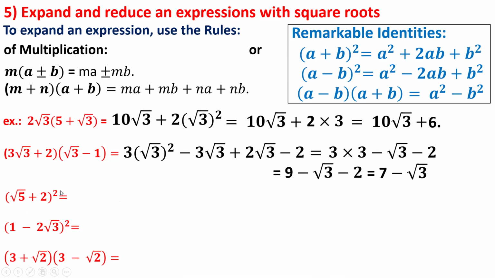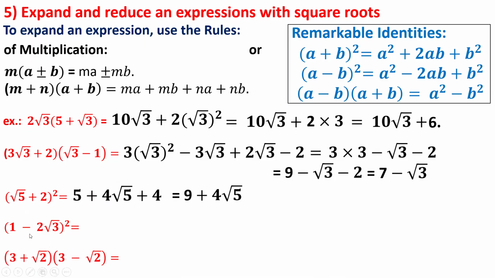Now I see parentheses squared and inside I have a plus. So I apply the first remarkable identity, which is A squared, which is radical 5 squared, which is 5. I'm applying the rule directly. Plus 2AB: I multiply radical 5 times 2 times 2, which is 4 radical 5. B squared, which is 2 squared, is 4. Now 5 plus 4 is 9 plus 4 radical 5.